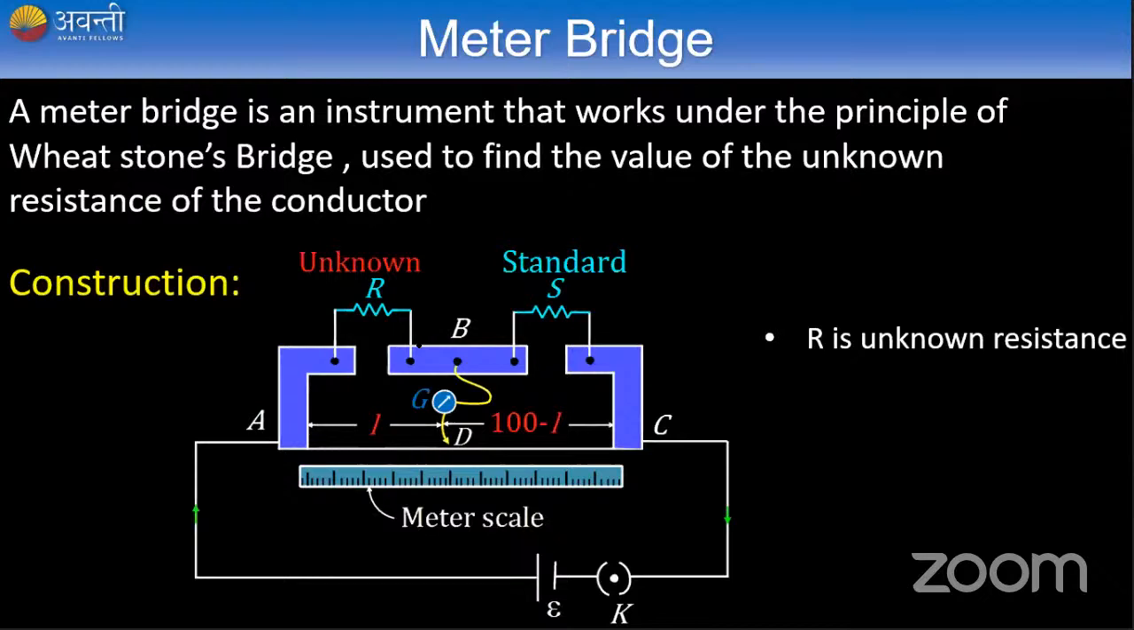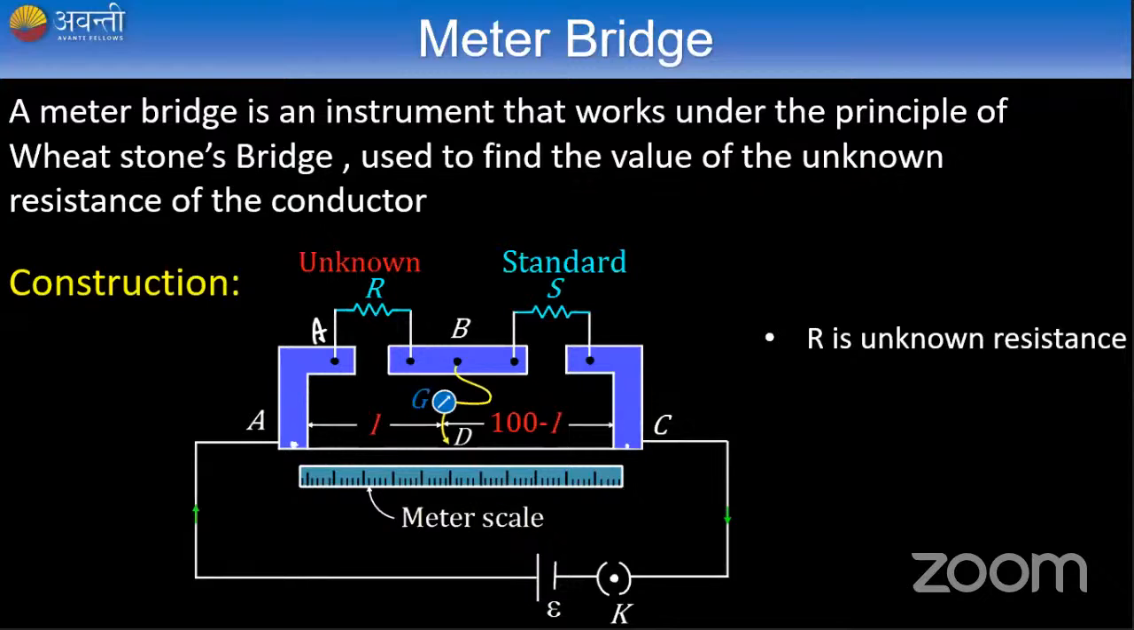In the left half of the arm, I'll call this A and B. So this A is the same A. Across A and B, I connect this unknown resistance. Across B and C, I connect the standard resistance. And from B to D, there exists a galvanometer. Galvanometer, you all know, measures the direction of the current and also the amount of current flowing through it.